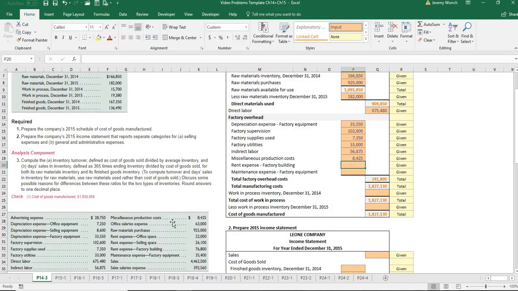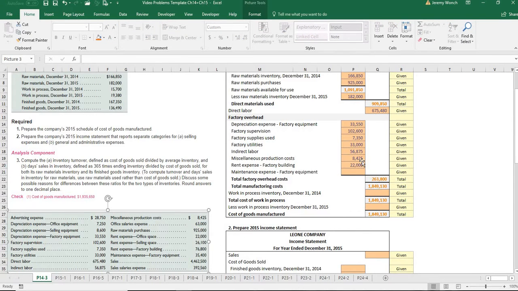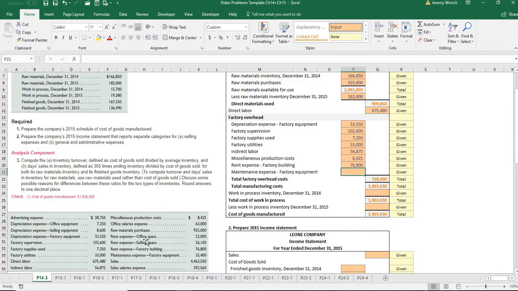Our rent expense on the factory building, factory, that's $76,800. Okay, and so the difference here, it gives us 3 different rent expenses here. So we have our office space, we have a selling space, and a factory space. And so we want stuff that's going to go into overhead. So that's going to be stuff that's closer related to the actual product.